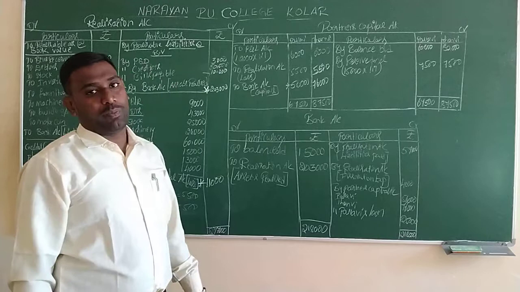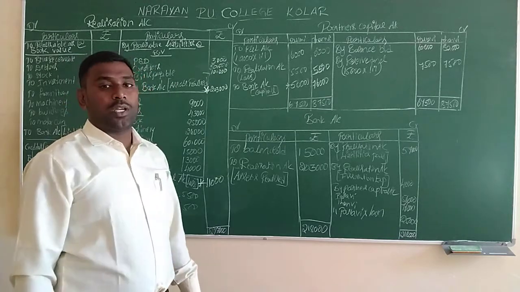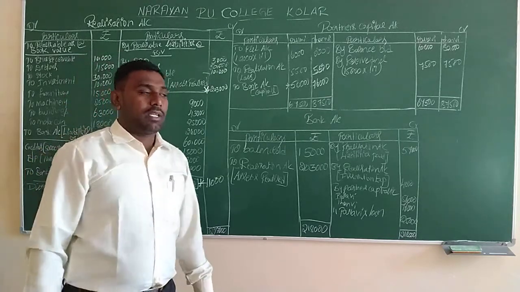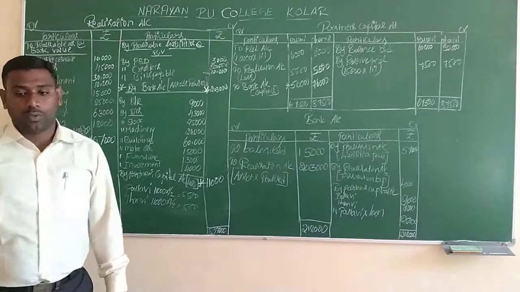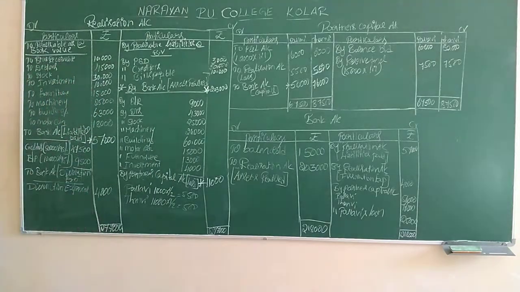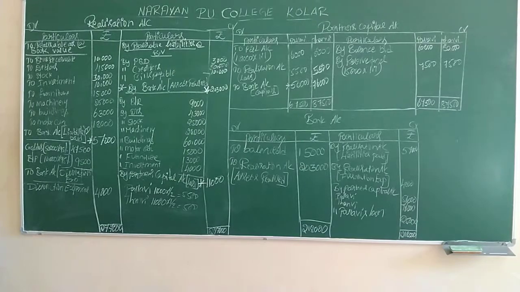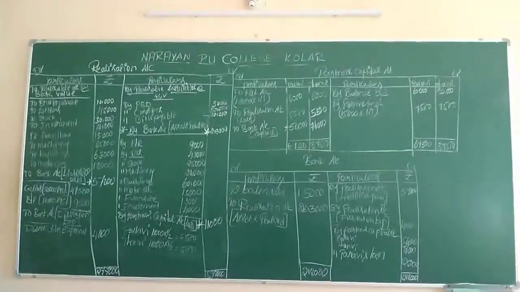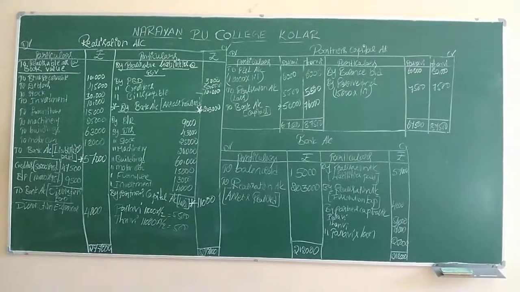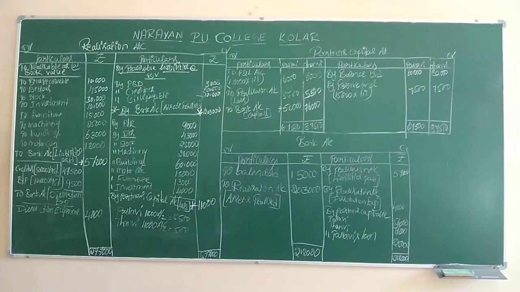Like this we have to prepare the dissolution accounts. That is, number one is the realization account, number two is the partners' capital account, number three is the cash or bank account. But in the question they have given the bank details, so we get the bank account only. So these are the accounts we prepared in this concept.